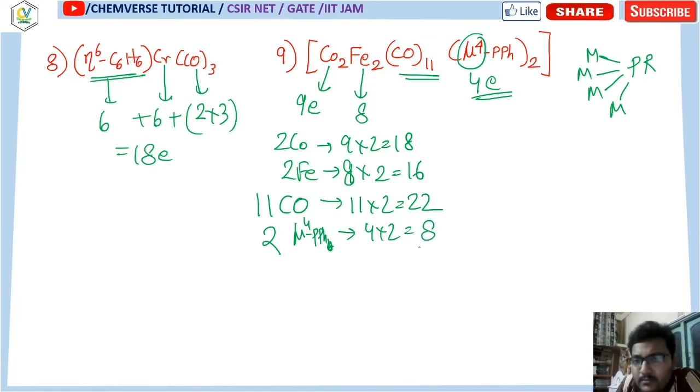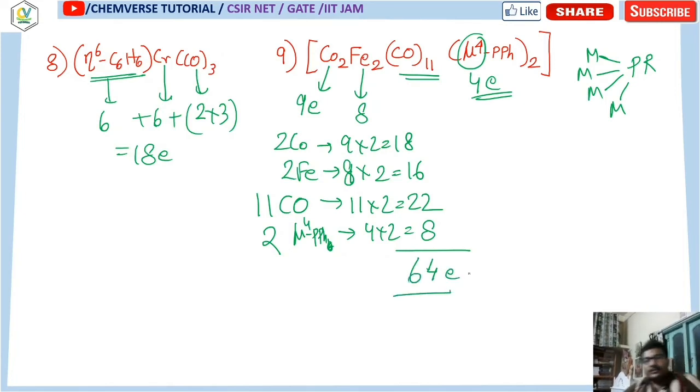So what is the total number of electrons? It is 64 electrons. Clear? Now don't say that it is not 18, it is not following the 18 electron rule, 16 electrons is abruptly high. Don't say like that. Look at this.